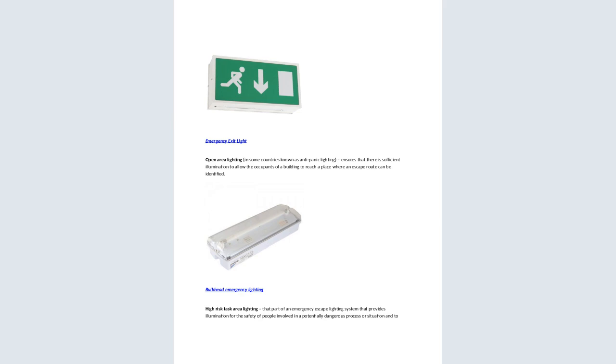So the emergency lighting, you can see that one that we have talked about. The bulkhead emergency light is here. It is an open area, it is a high risk, the part of the emergency escape lighting system that provides illumination for the safety of people involved in a potentially dangerous process or situation, and enables proper shutdown procedures for the safety of the operator and other occupants of the premises.